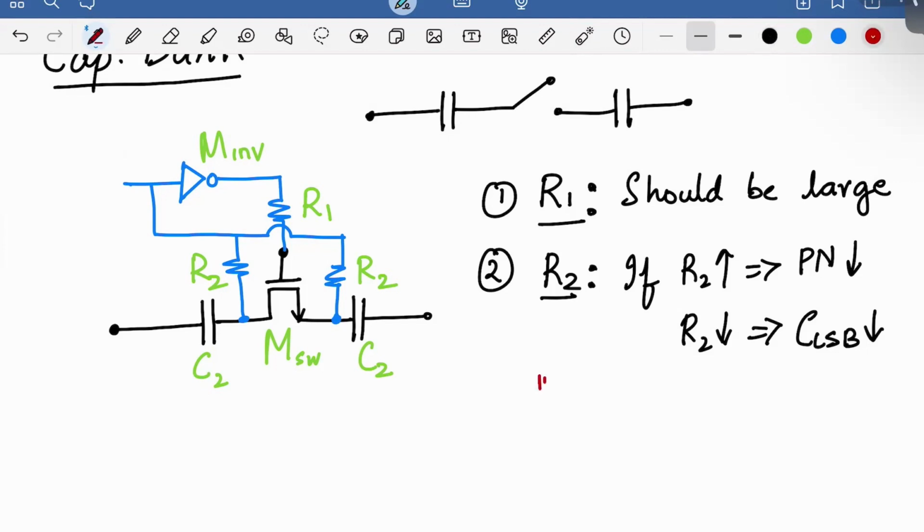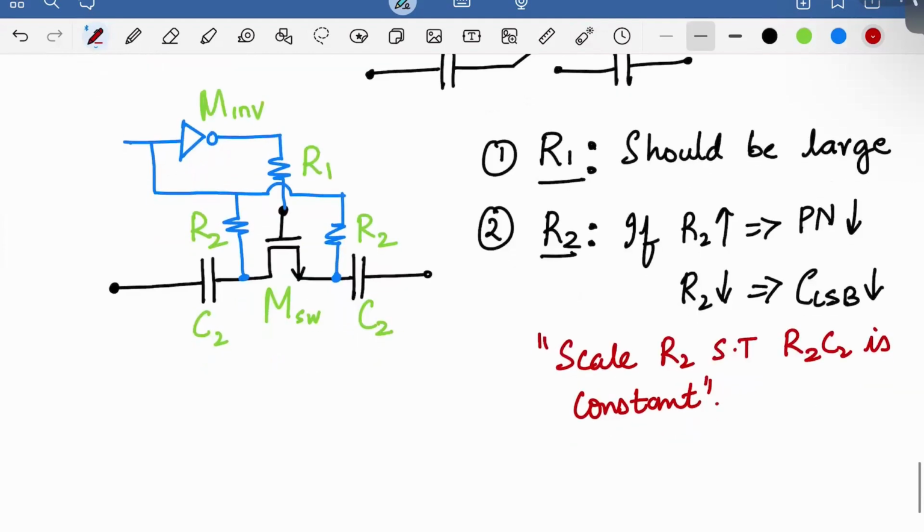So scale R2 such that R2 C2 is constant. Okay. So essentially that means that if this is 2 to the n, then this should be 1 over 2 to the n, right? Where n is the bit number. Yeah, I think that's correct. Okay.